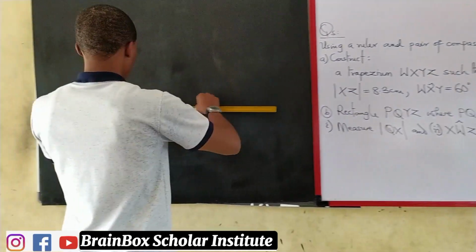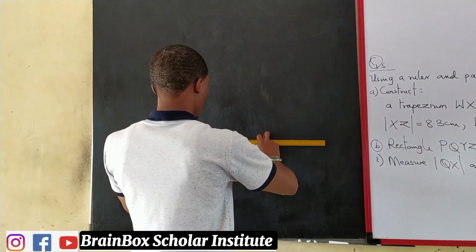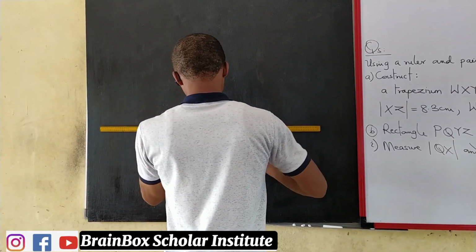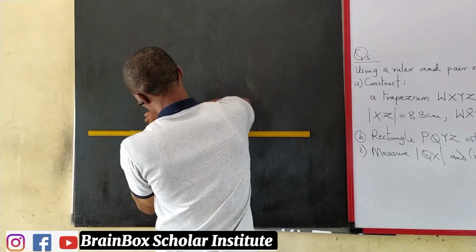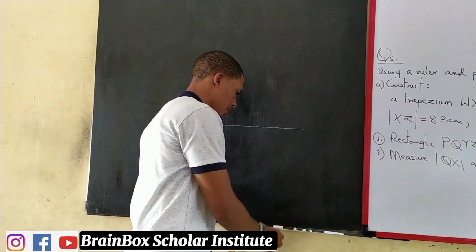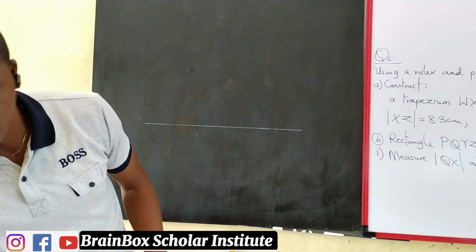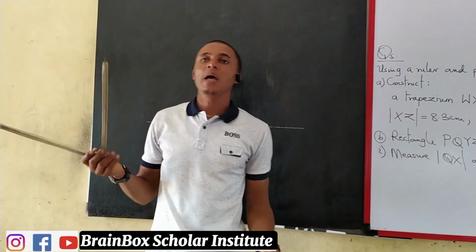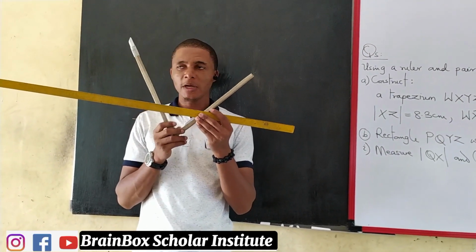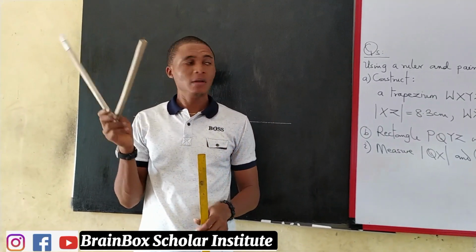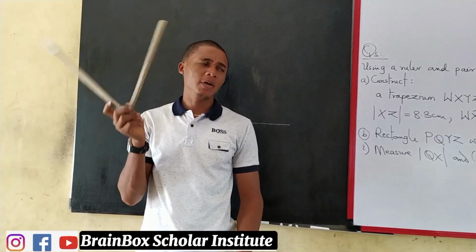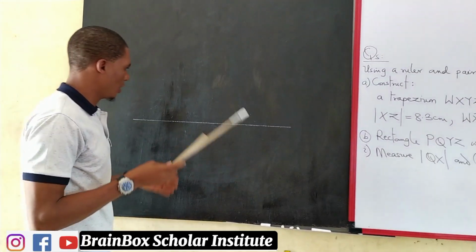First of all, I'll draw a line of no measurement. I have this line of no measurement. Now I have my compass. Look at this compass. It's measuring what? 8 cm. Have you measured 8 cm? Yes. So let's go there and draw 8 cm.